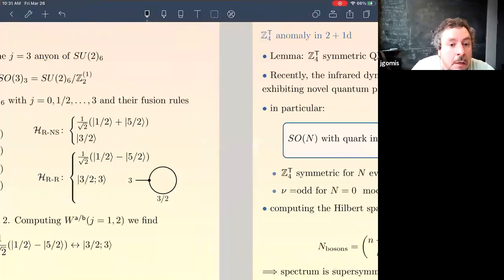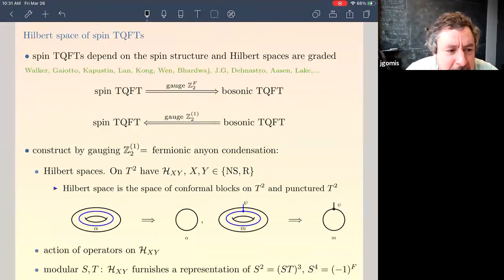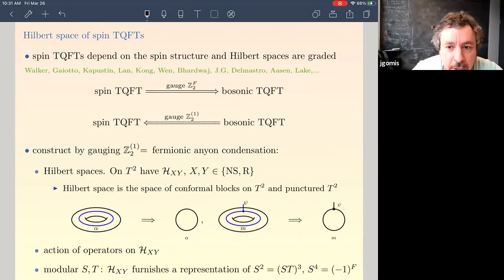The first comment to make is that even though topological quantum field theories are not necessarily described in terms of Lagrangians, it's easy to write down examples of TQFTs that depend on the spin structure, and the Hilbert spaces are graded. But the way we construct those spin TQFTs is by the idea of gauging. You can always make a bosonic theory out of a fermionic theory by gauging fermion parity, by summing over spin structures, essentially. So imagine I give you a spin TQFT, then I can gauge fermion number, which is the same as summing over spin structures, to give you a bosonic TQFT.